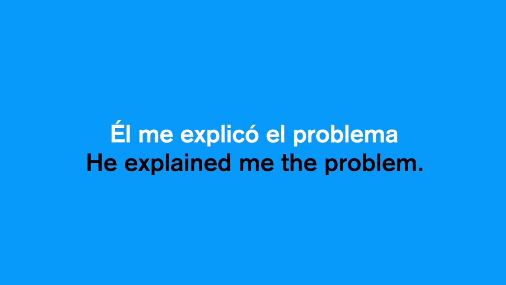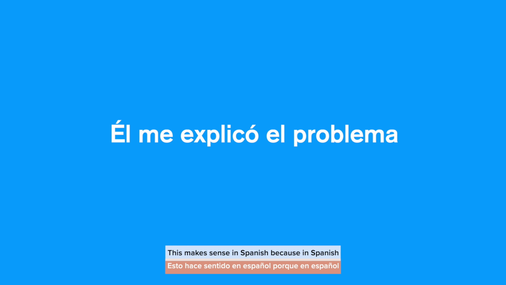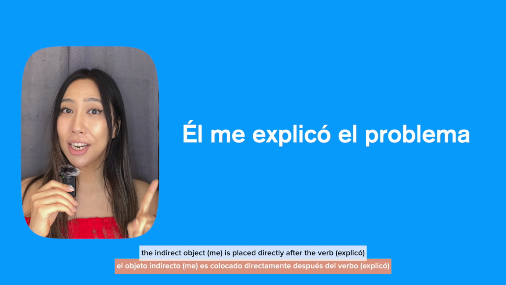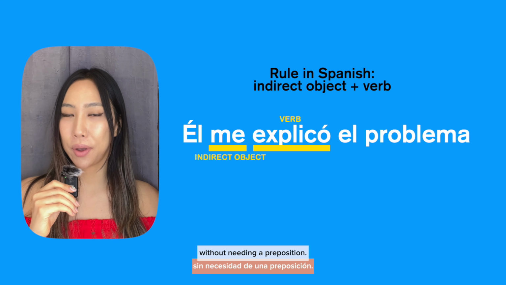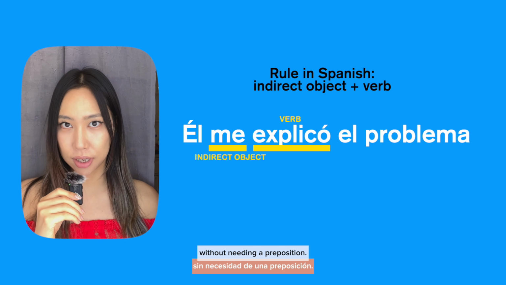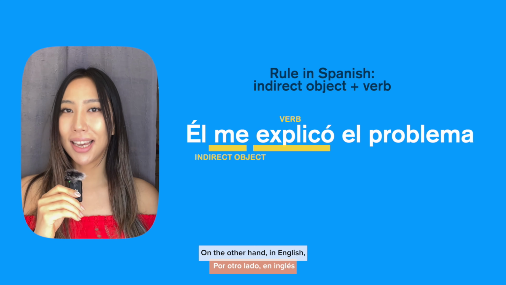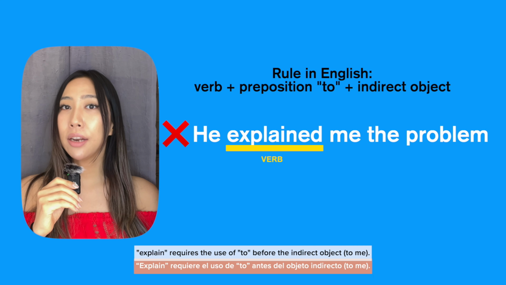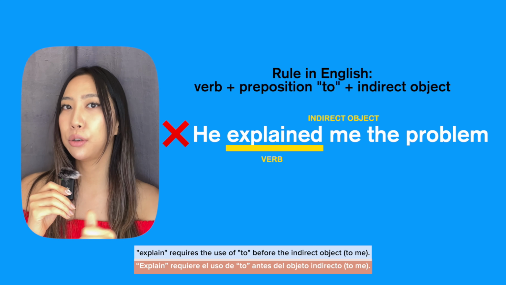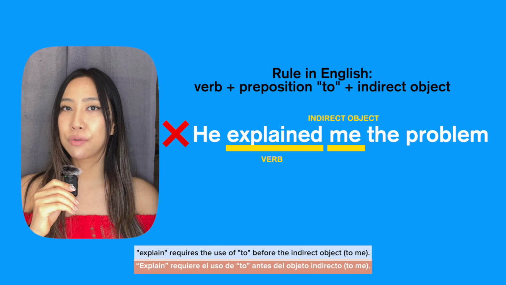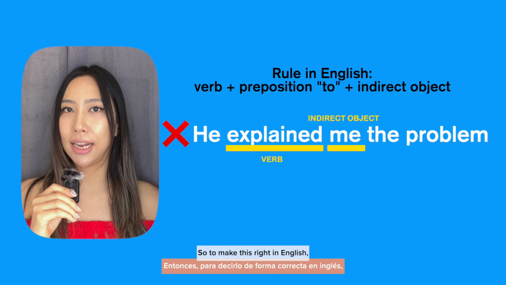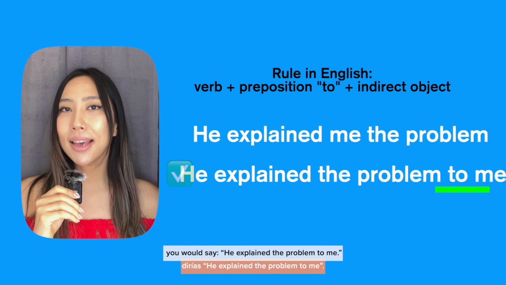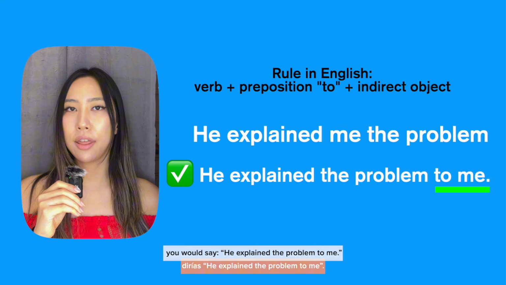Él me explicó el problema. He explained me the problem. This makes sense in Spanish because in Spanish, the indirect object me is placed directly after the verb explicó without needing a preposition. On the other hand, in English, explain requires the use of to before the indirect object me. So to make this right in English, you would say, he explained the problem to me.